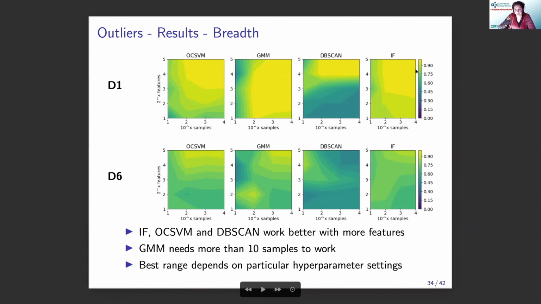Isolation forest does well, again, rather surprisingly, in higher dimensional space and with more features. DBSCAN, again, needs a certain number of features to start working. And again, this could well be to do with the hyperparameter settings. So if the minimum distance starts to work when it's in a certain higher dimensional space, then that possibly could give that region of better behavior. For D6, because of the nonlinearity, none of these methods are hugely successful. But then D6 was pretty hard for all of the algorithms.